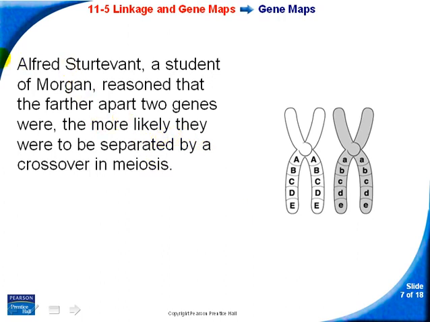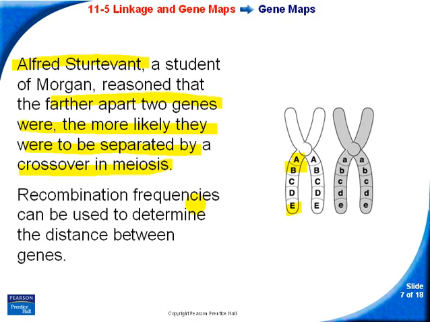Albert Sturtevant, who was a student of Morgan, ironically, reasoned that the farther apart 2 genes were, the more likely they were separated by crossover during meiosis. And if you look at this right here, you can see that gene A and gene E are very far away from each other on the chromosome, so they're more likely to be separated than, say, gene A and gene B, which are right next to each other. There's more likely a separation going to occur somewhere between A and E than there is between A and B.